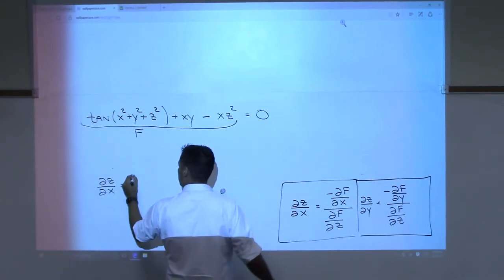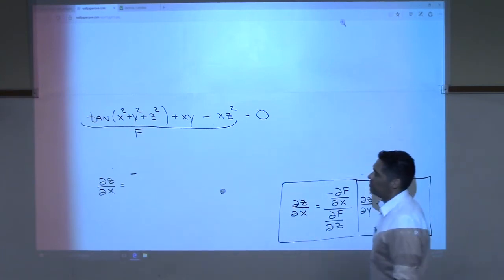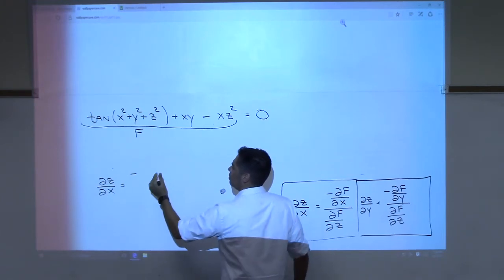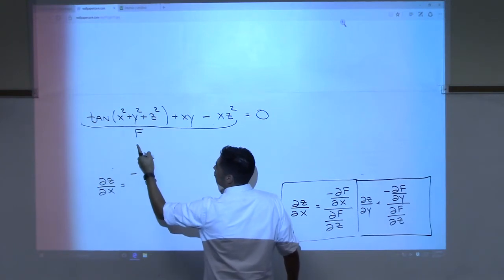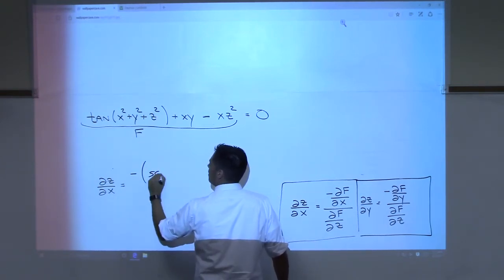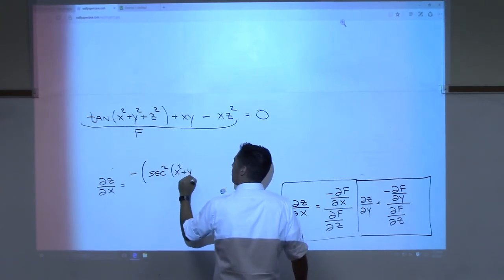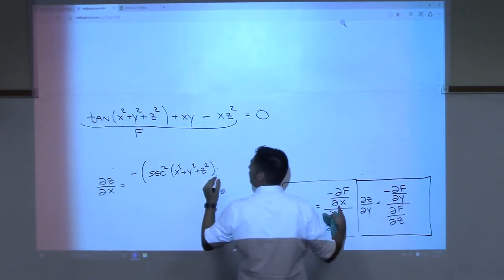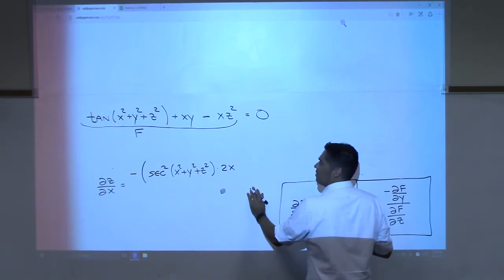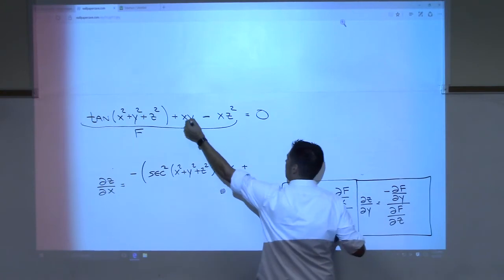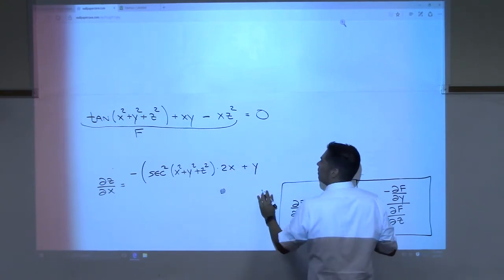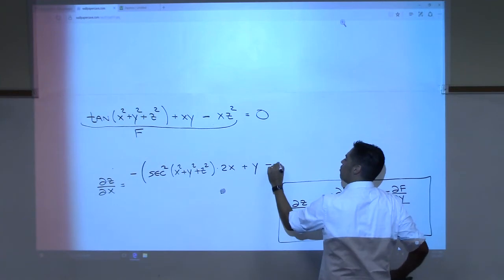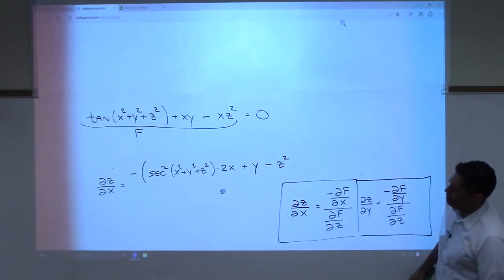So we're going to do negative, and then the partial of this with respect to x. The derivative of tangent is secant squared. So negative secant squared of x squared plus y squared plus z squared, then times the derivative of what's inside with respect to x. So 2x. We're done with the tangent part, right? Plus the derivative of this with respect to x, treating y like a constant, so just y. Plus the derivative of this with respect to x, treating z like a constant. So what is that? Minus z squared. And my parentheses, I can close it off now.